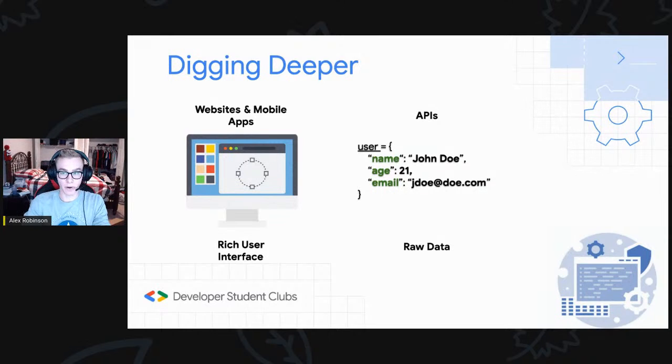But let's dig a little bit deeper. Websites, mobile apps, and APIs usually do the same thing. They provide you with data, images, content, videos, and other information. While websites and mobile apps present rich user interfaces full of colors, animations, and things that look pretty, APIs also provide you with the raw data, that's machine readable information for the program to make sense of and present to the user.